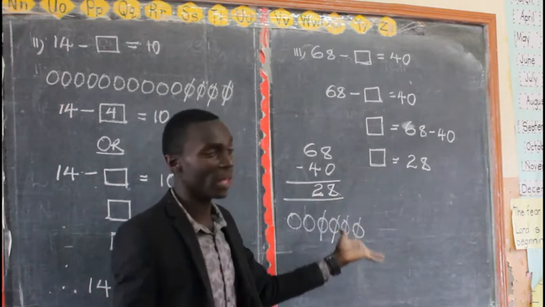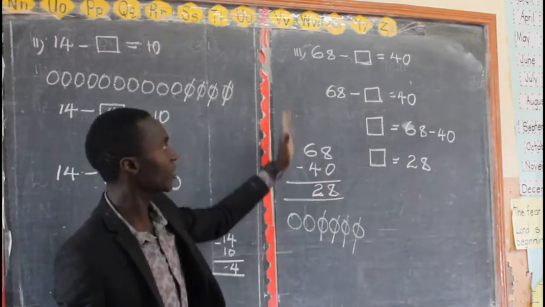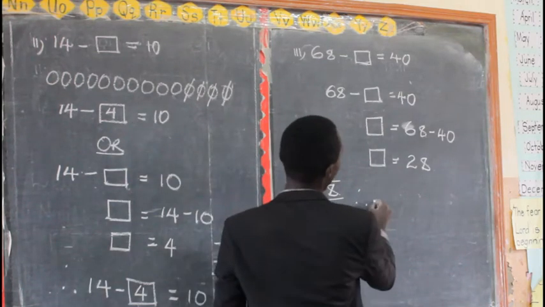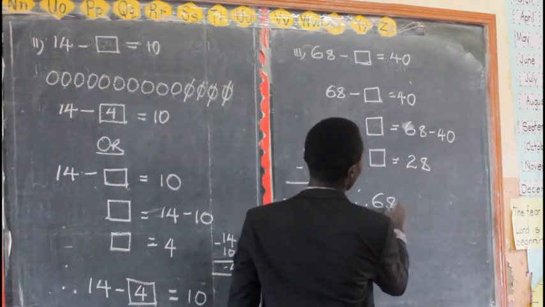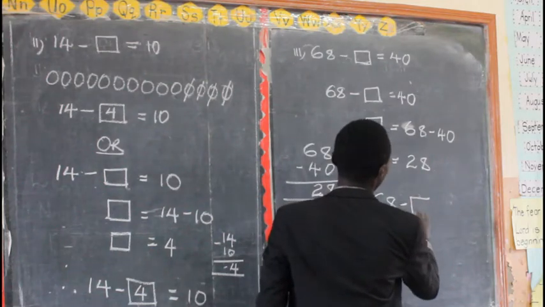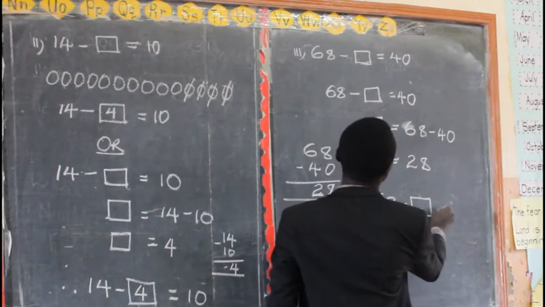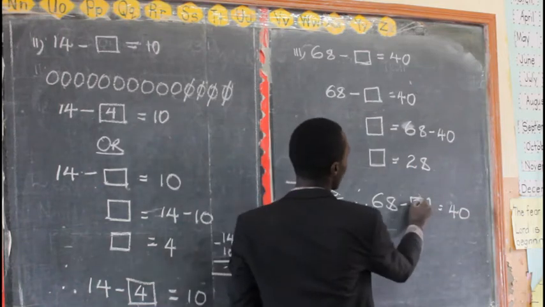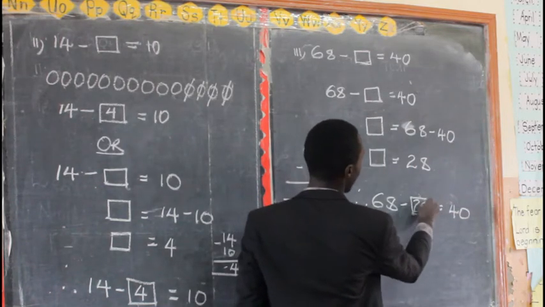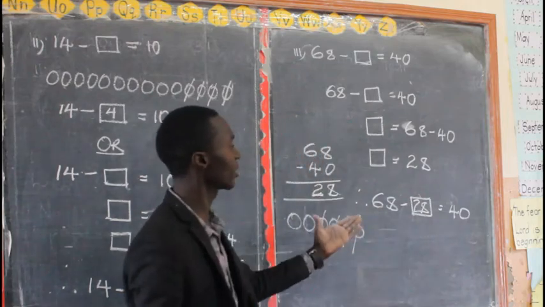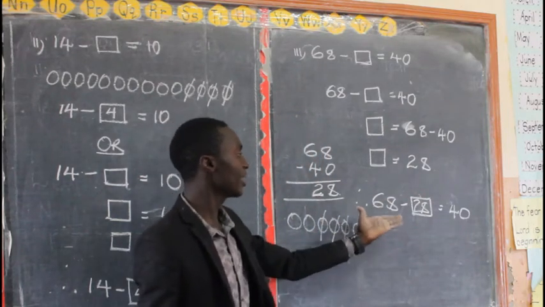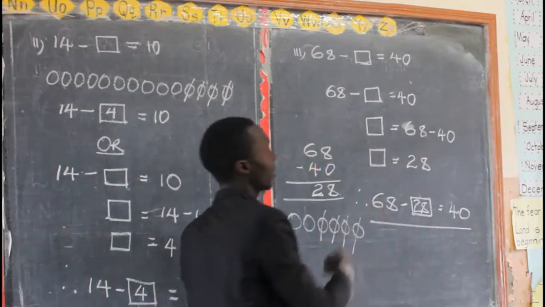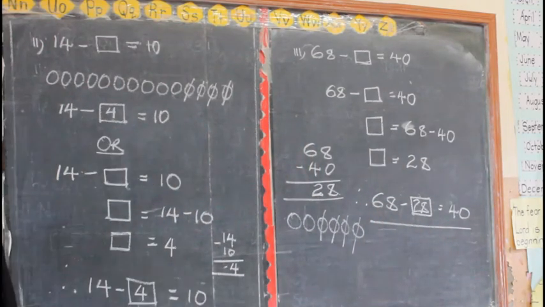But you don't stop there. You go back and conclude by saying, therefore, when I get 68, I subtract a box, I'll get 40. But that number which I have got is 28. So when you get 68 minus 28, you get 40 as your answer. That one becomes your good answer.